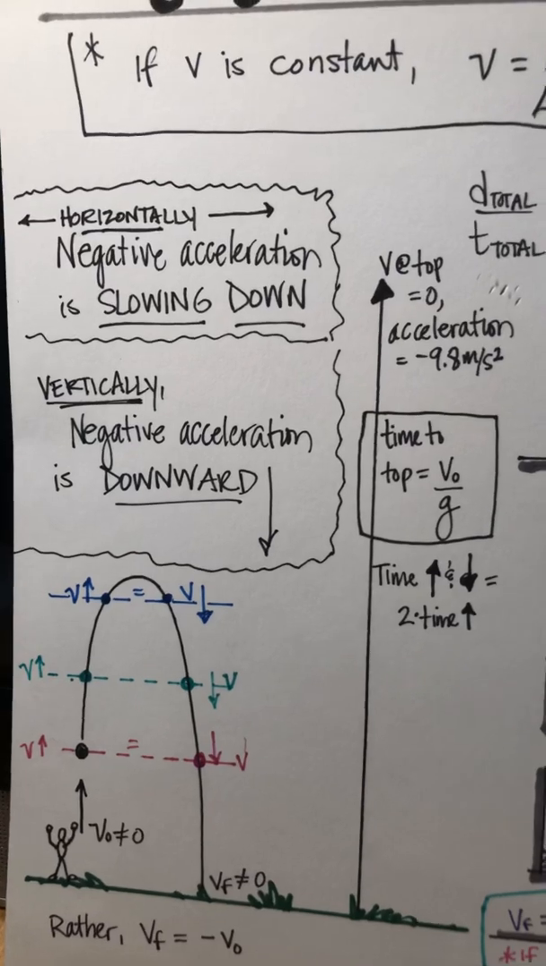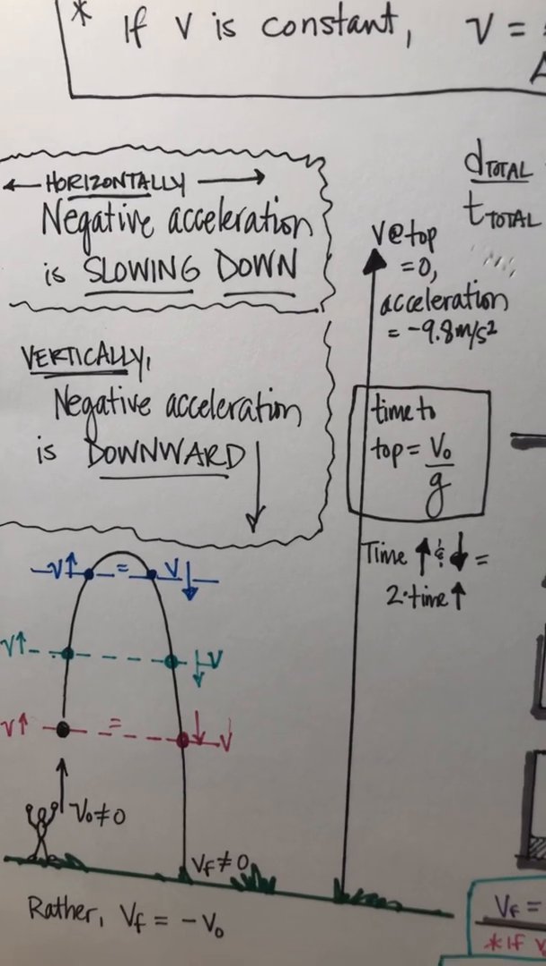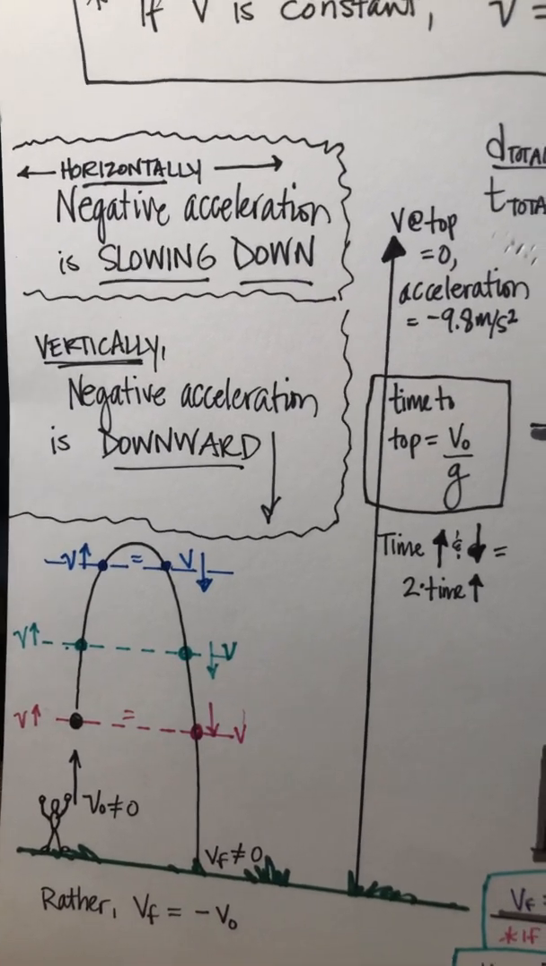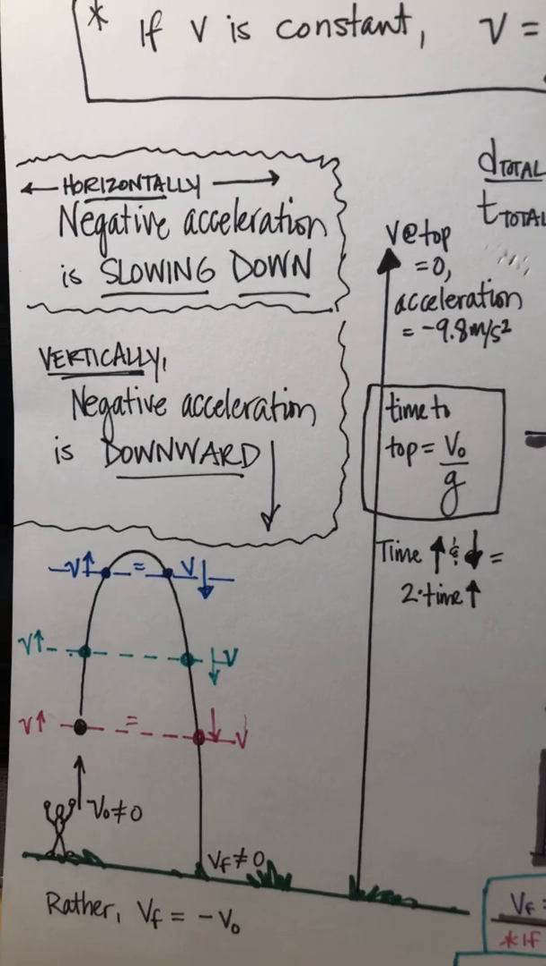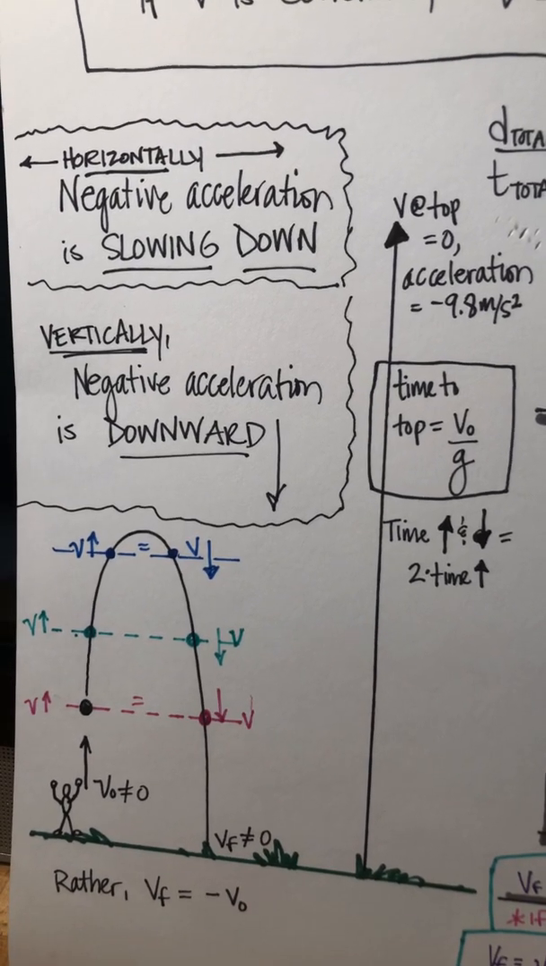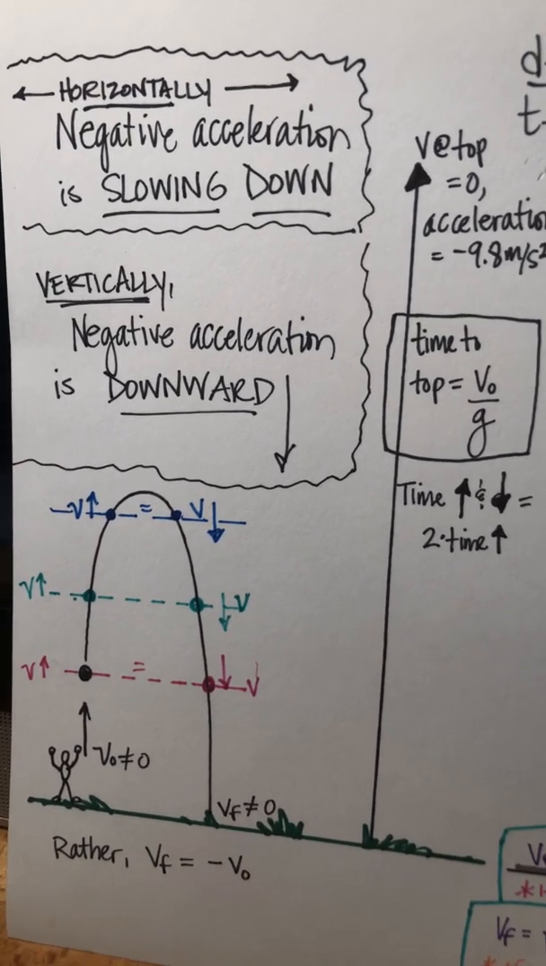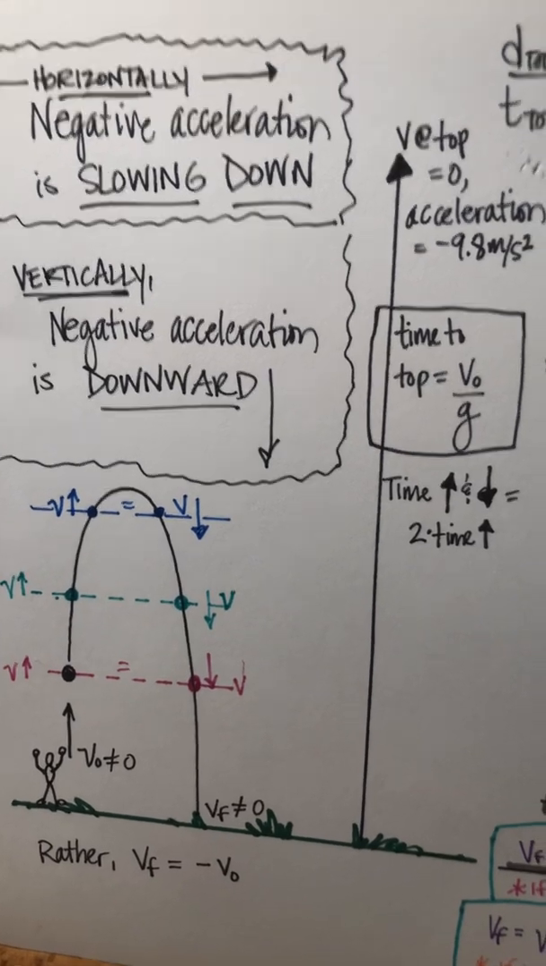Don't forget that acceleration is just a change in velocity. Velocity is speed in a given direction. So if the direction is changing, even if the speed is the same, then we have acceleration. Negative acceleration horizontally is slowing down. Vertically, negative acceleration means accelerating downward.